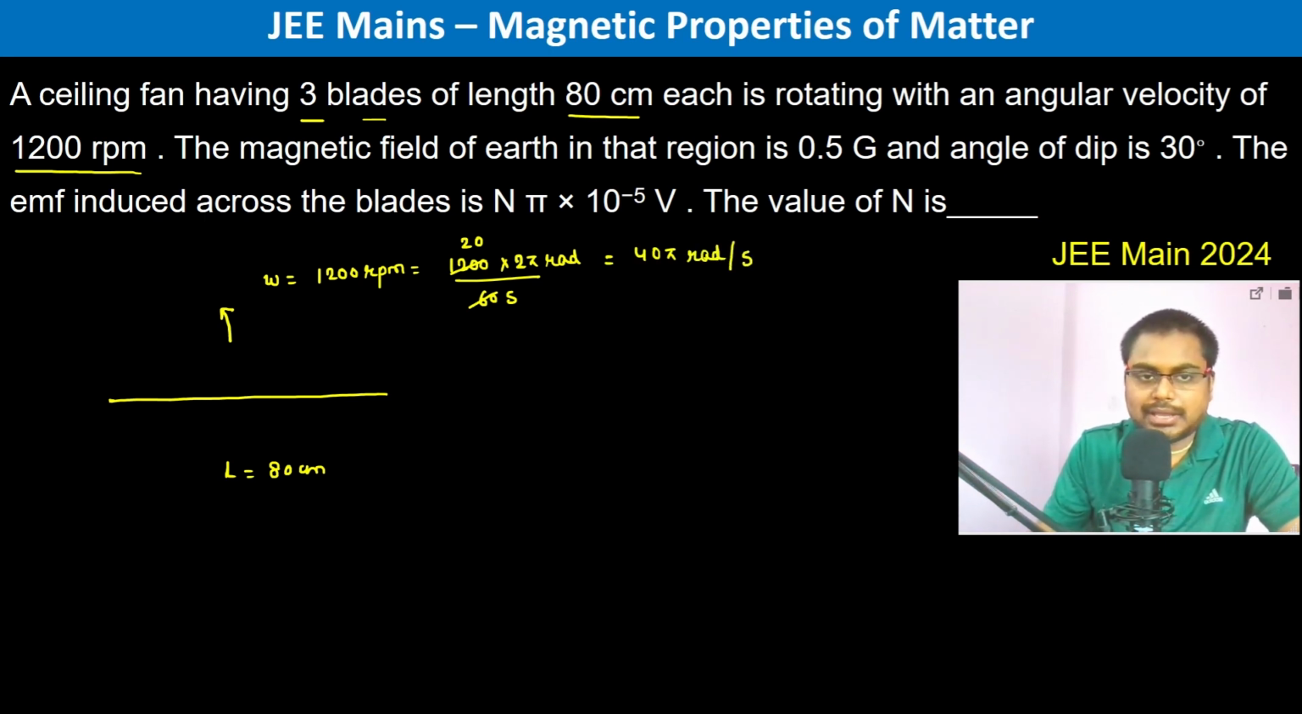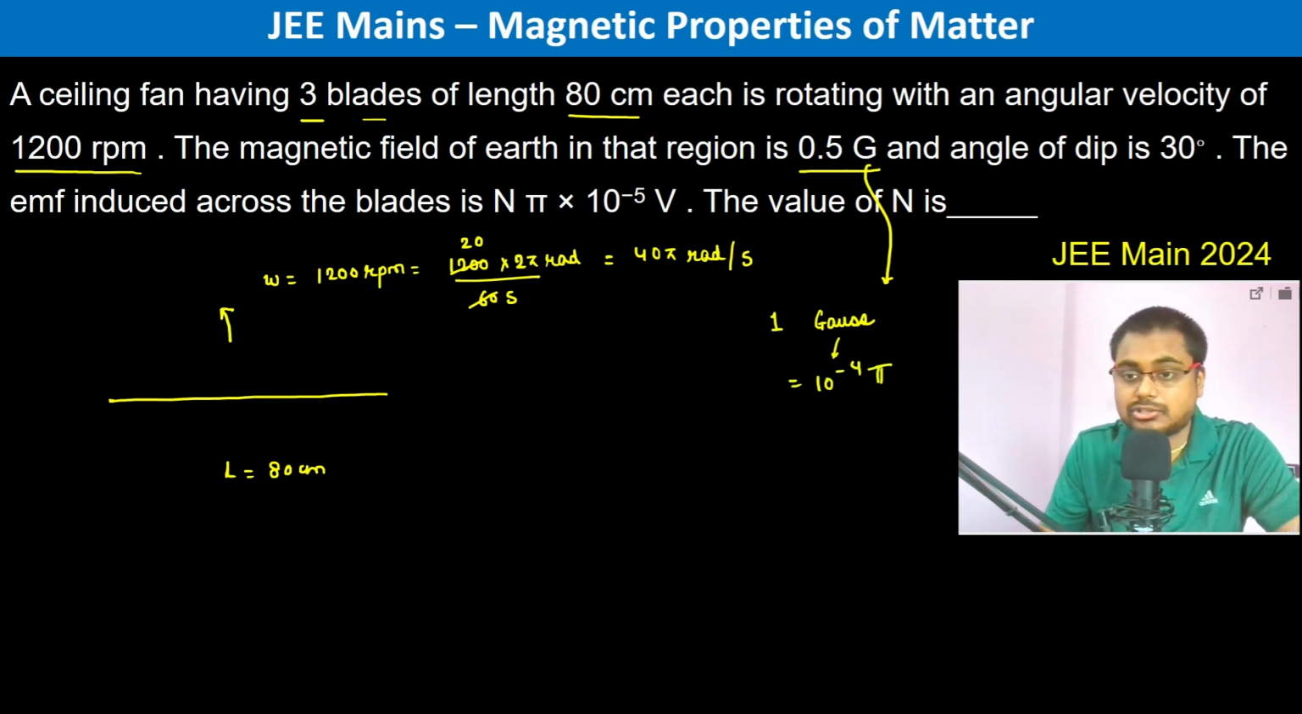Now the magnetic field of Earth in that region is 0.5 G. Now what is this G? G is Gauss, and 1 Gauss is equal to 10 to the power minus 4 Tesla. So this has to be remembered since it was asked in JEE in 2024. So they want us to remember this as a standard unit.